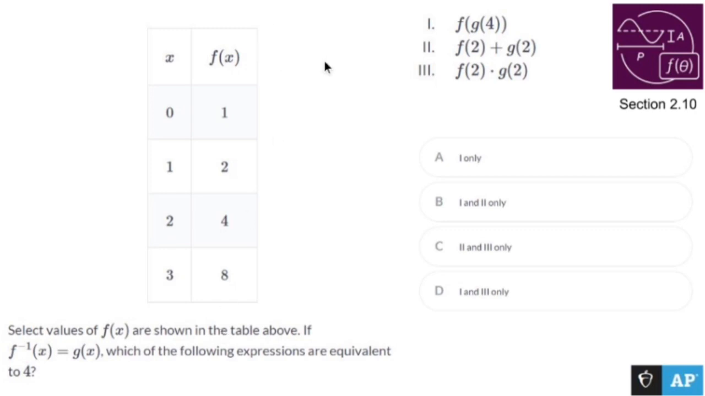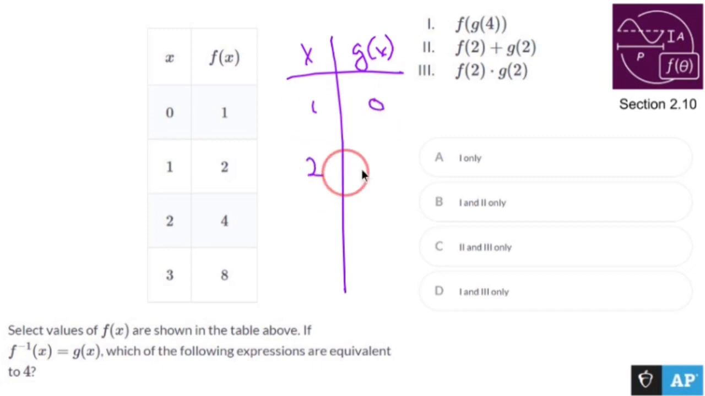All right, well, let's do this. Let's make a table for g of x. If g of x is the inverse, we know that all I have to do is just swap them. Swap them. Swap them good.